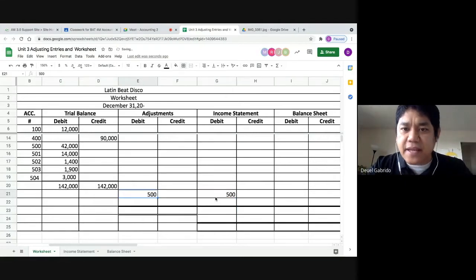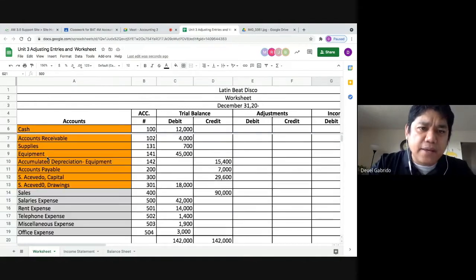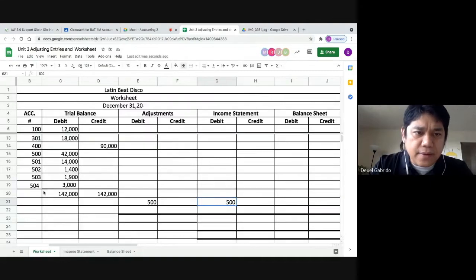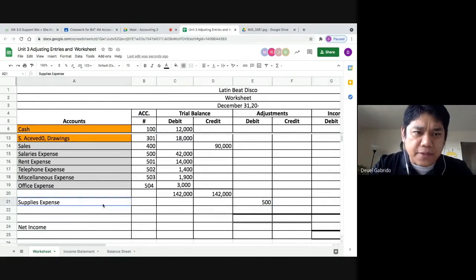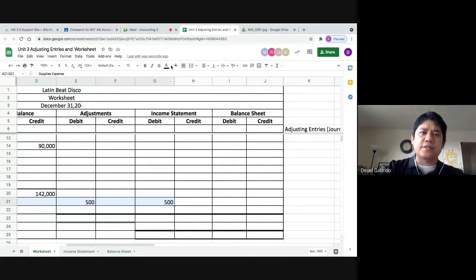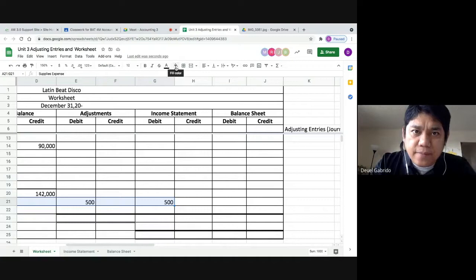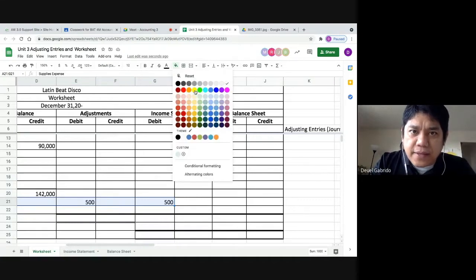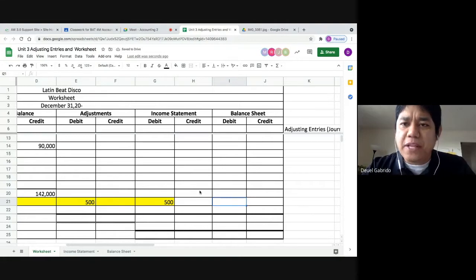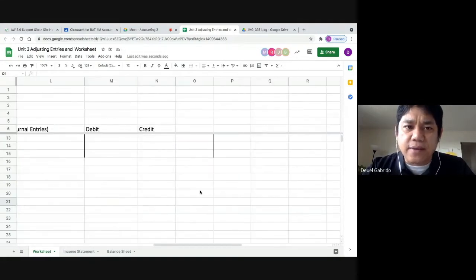Debit here, debit there. Okay, I'm going to put a color here. Let's assign a color for the first adjustment. Let's make it yellow. Okay, that's the first one.